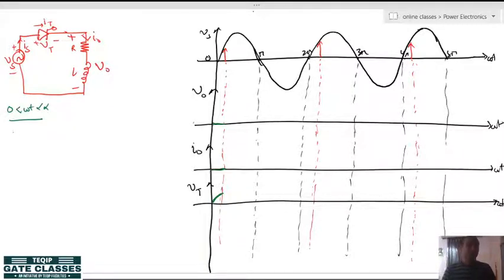Next, let us move to the next instant, that is from alpha to pi. So, when we talk about alpha to pi, now the thyristor is on, because the SCR is on. So, the circuit, we already know, will behave like this.